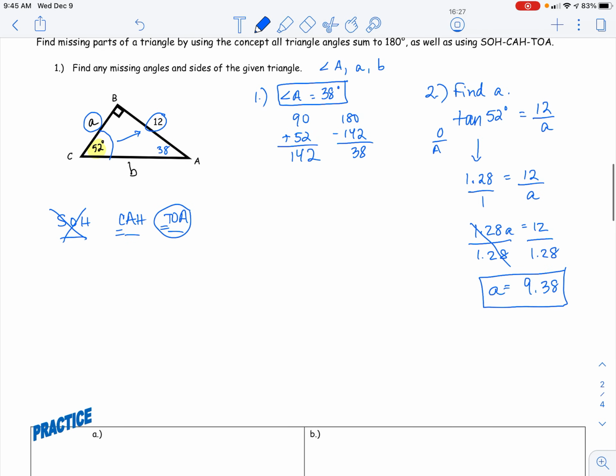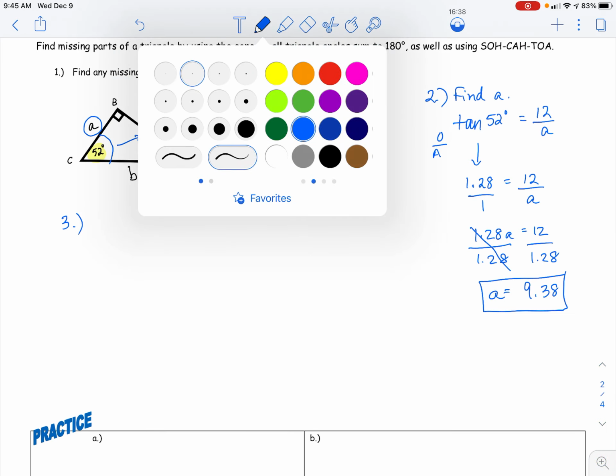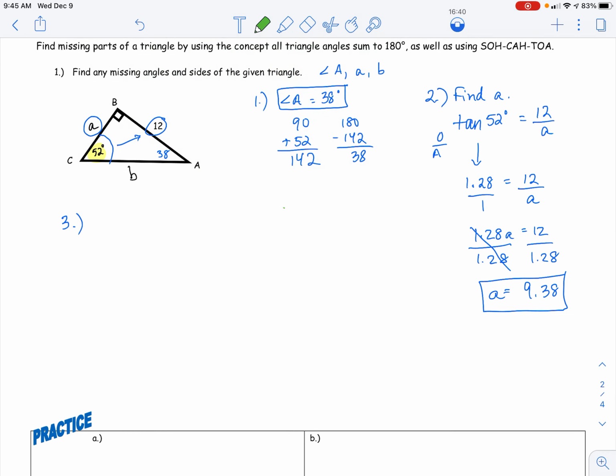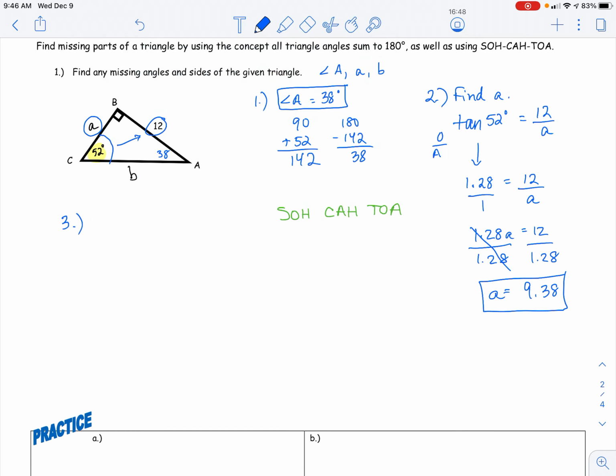Now let's find B. I'm going to put it way over here just to give myself some room. Okay, and in green, I'm going to write SOHCAHTOA because we're going to have to evaluate again which ones we're going to use. SOHCAHTOA. All right, so let's take a look here. So we're going to solve for B now. Find B.